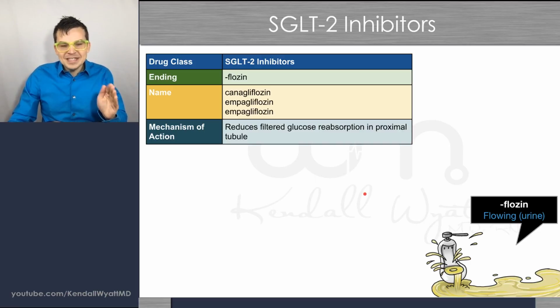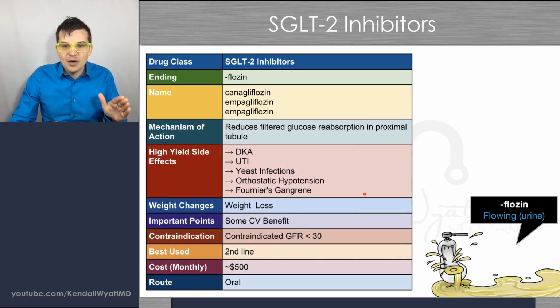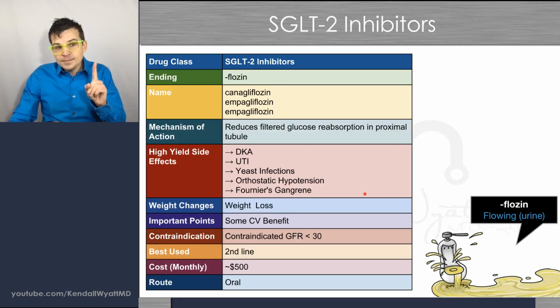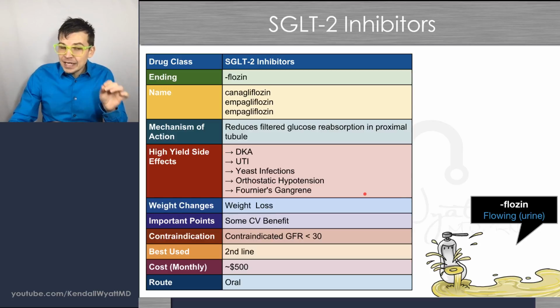So I'm not going to go into great detail on the mechanism of action, but just remember, in the proximal tubule of the nephrons inside the kidney, they reduce the filtered glucose reabsorption. So if you don't reabsorb as much glucose, you pee it out. There are quite a few high-yield side effects you've got to know with the SGLT2 inhibitors. Number one is that you can have diabetic ketoacidosis, and more importantly, it's euglycemic diabetic ketoacidosis. So you're not going to have an elevated glucose, but you're going to end up with ketones and acidosis.